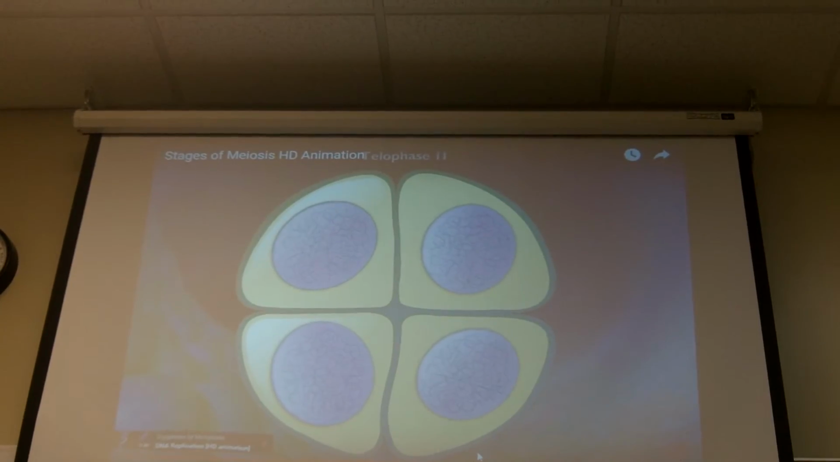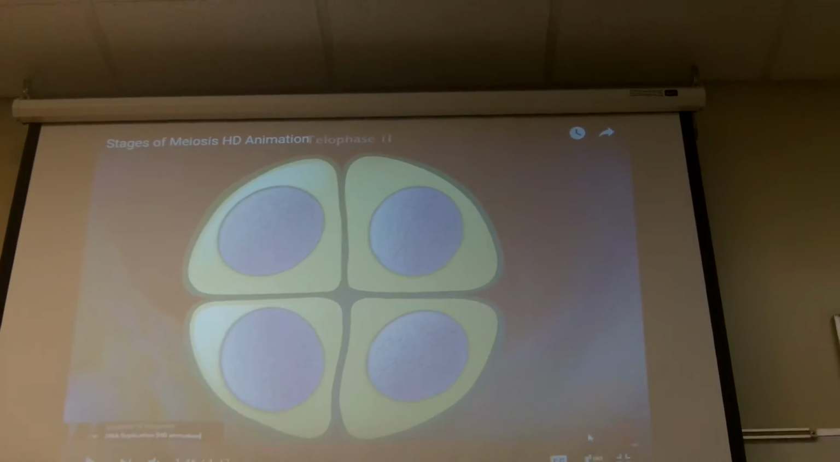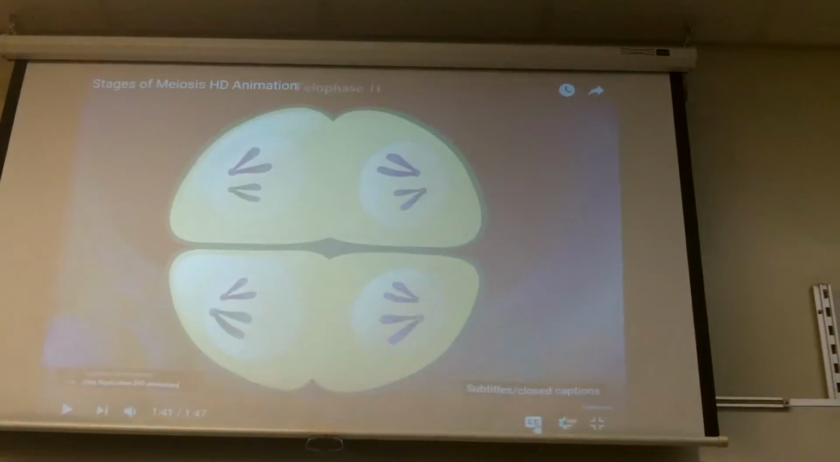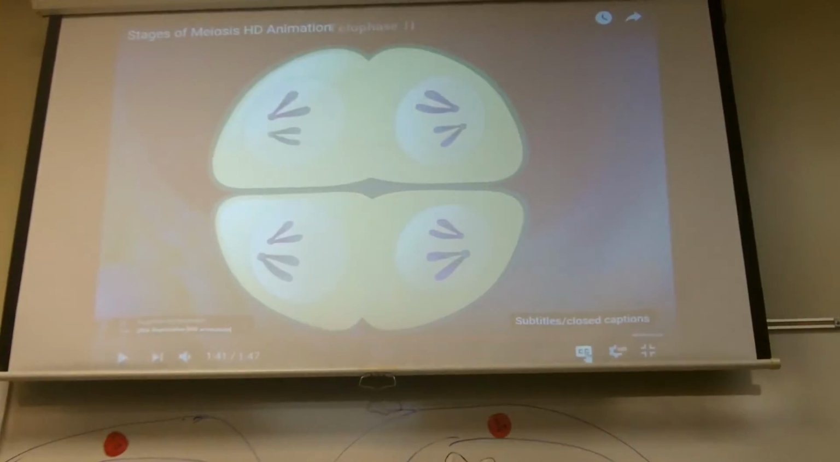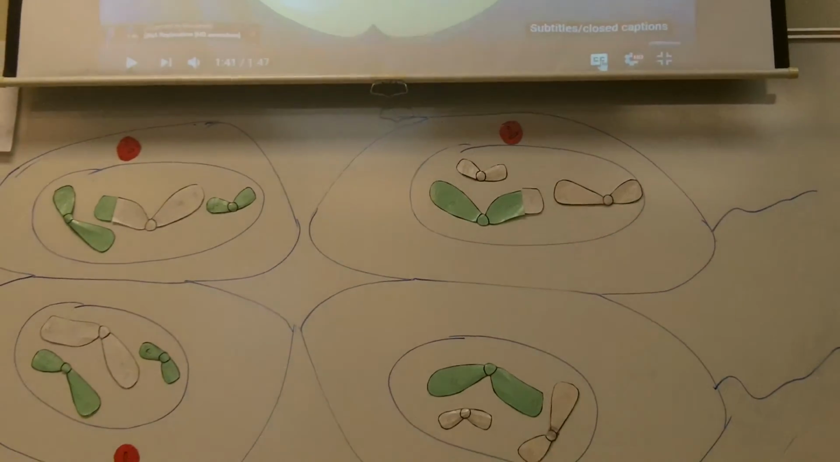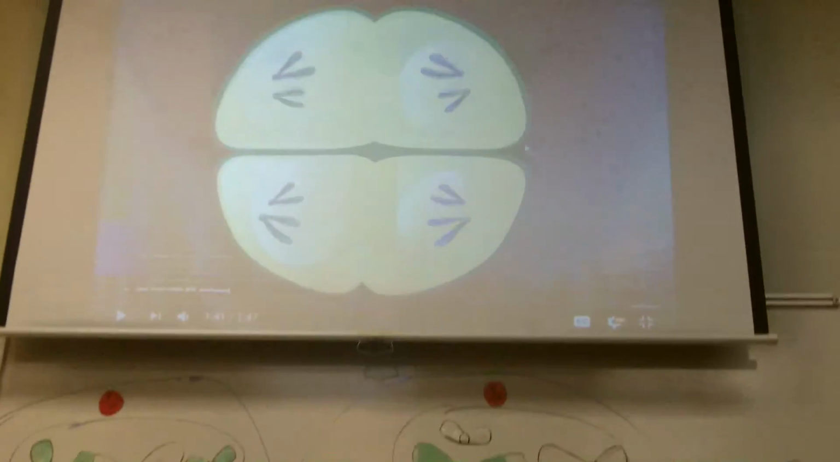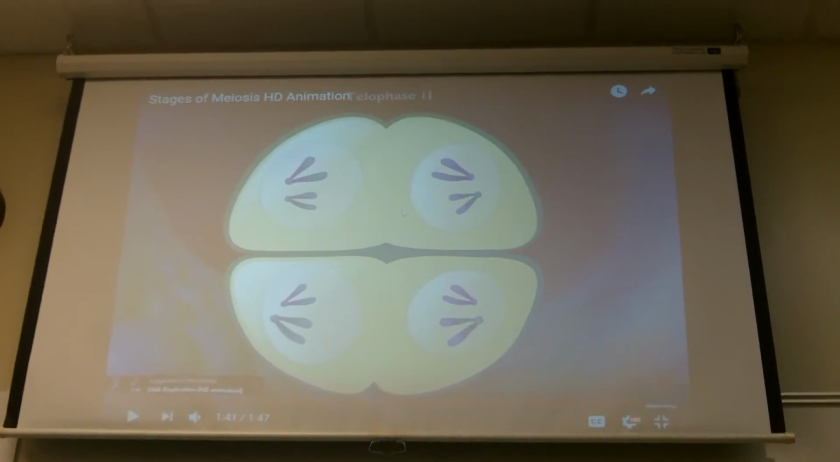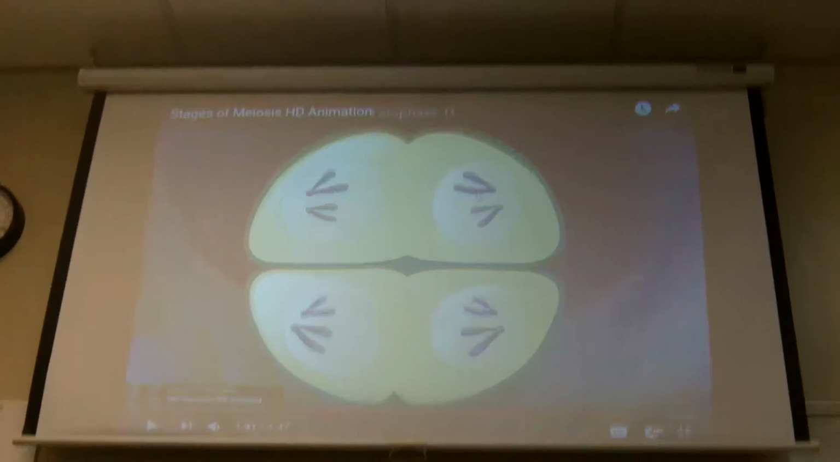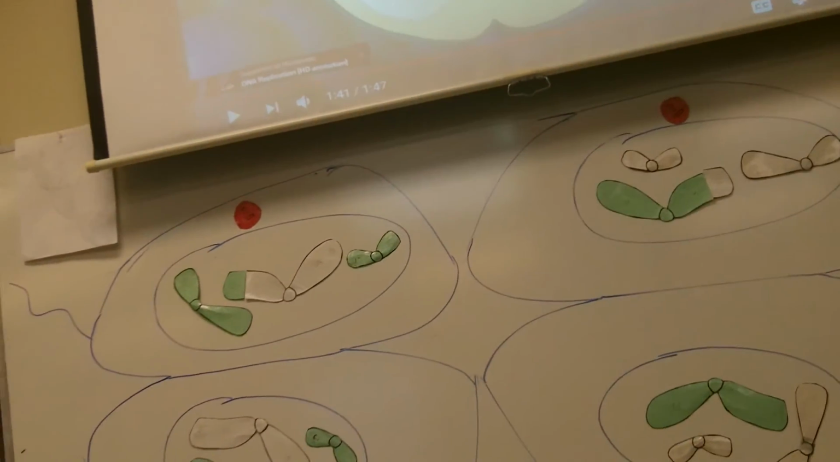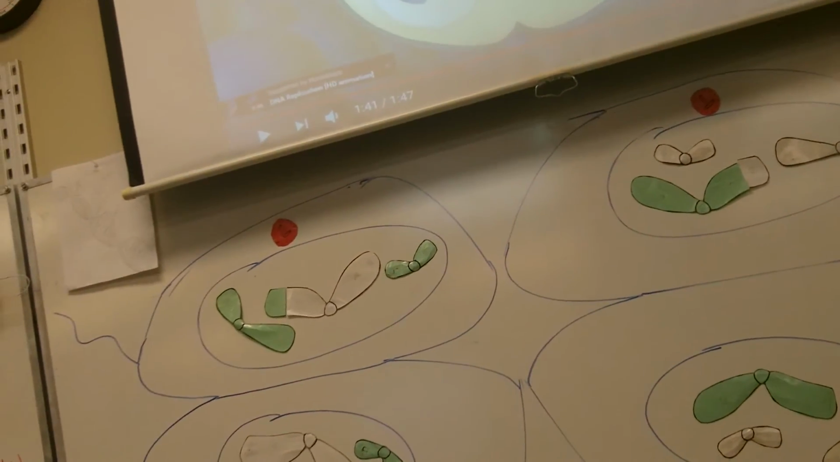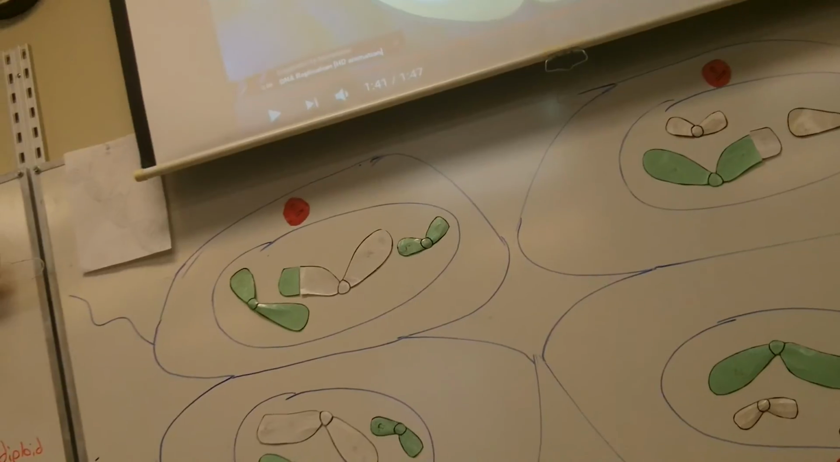Doesn't that look kind of like what I have on the board? Especially if you look at it right there. Only I had 3 chromosomes in my model and they only have 2. And how many would a human cell have? 10 points if you can tell me how many chromosomes a human cell would have in it at the end of telophase 2.